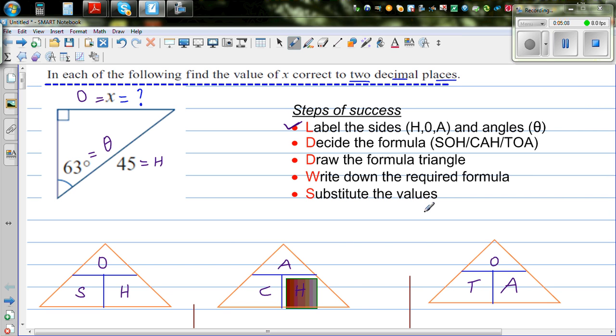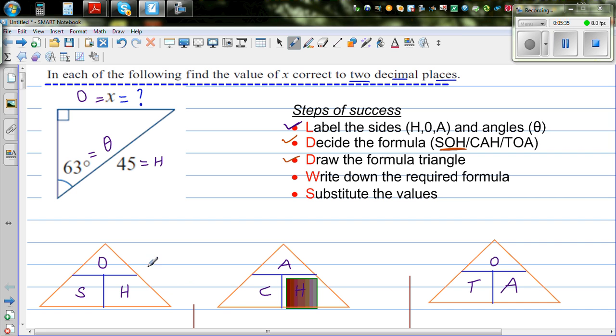The next step is to decide the formula. Deciding the formula means you have to decide whether you're going to use SOH, CAH, or TOA. So which trig ratio uses O and H? This should jump out at you. SOH is the formula that we should be using. We decided that. Now draw the formula triangle.